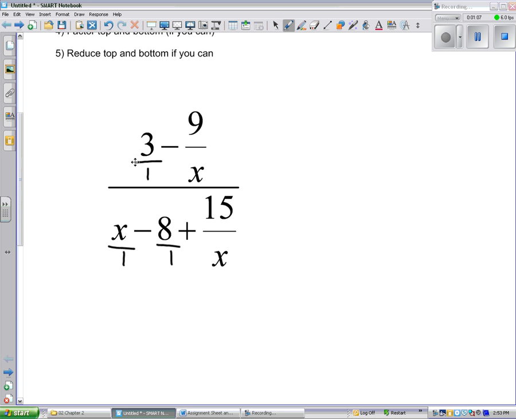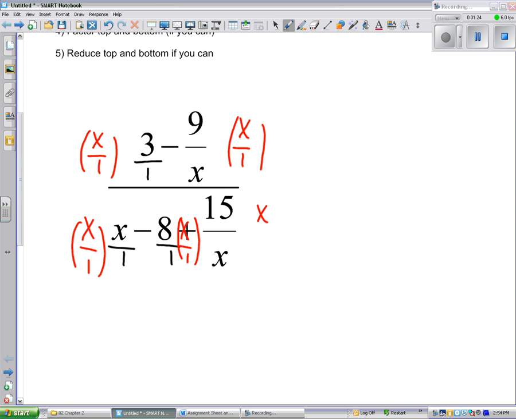Our next step is to find the common denominator of all the small fractions. Currently our denominators are 1 and x, so the common denominator would be x over 1. We multiply each of the small fractions by that common denominator. Next, we need to eliminate any problems from the numerator and denominator of each of the small fractions.